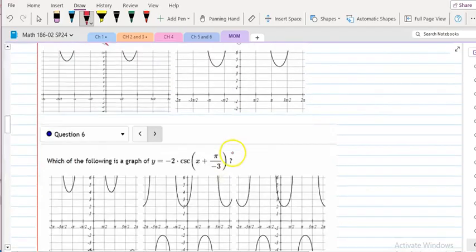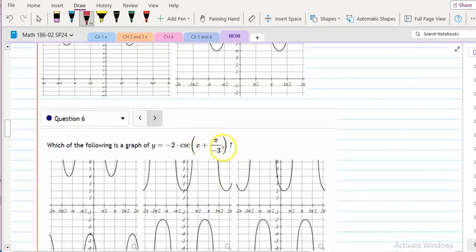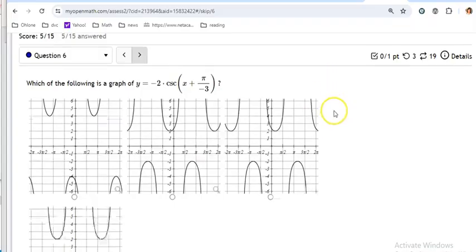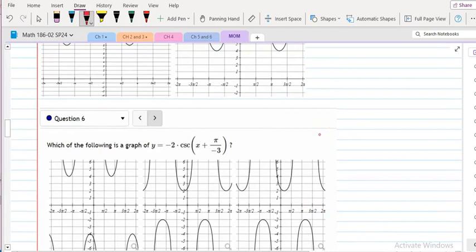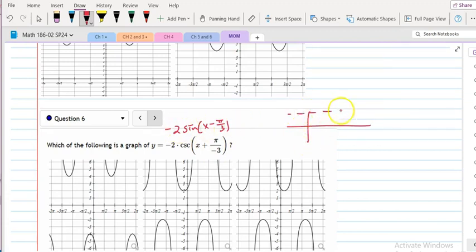Number 6 is cosecant. So it's negative cosecant x plus negative pi over 3. Which one is the graph? Let's graph it a little bit. I'm going to graph negative 2 sine x minus pi over 3. Negative 3 means minus, so that means it's shifted right pi over 3. With the asymptotes, no asymptotes yet, with 2 and negative 2 at top and bottom.